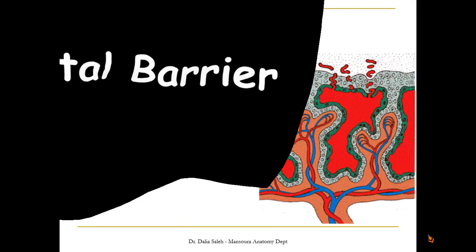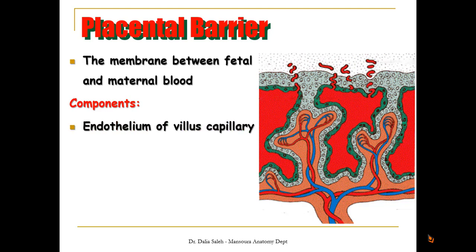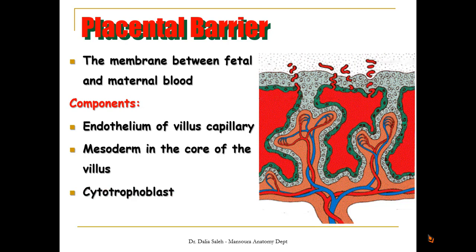So what is meant by placental barrier? It is the membrane that lies between the fetal and maternal blood. Remember that there is no mix of blood between the mother and the fetus. So this membrane or barrier is formed of the following: the endothelial lining of the villus capillaries, the mesodermal core which lies inside the tertiary villi, the cytotrophoblastic layer, and the syncytial trophoblastic layer.